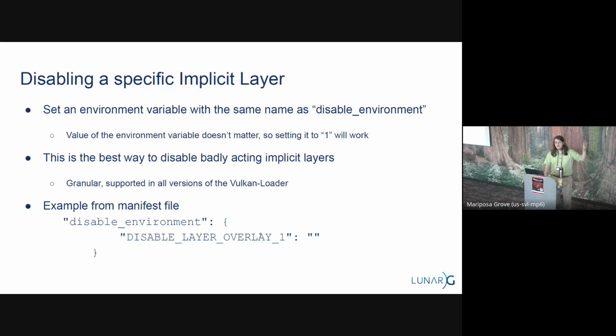This is the best way to disable badly behaving implicit layers. It's supported in all versions. It's specific to the layer. And if the layer developer fixes the issue and puts out a new version, they can change the environment disable so that the implicit layer will still run when it's the correct, good, not buggy one, and the one that is bad can be disabled only for that bad version.